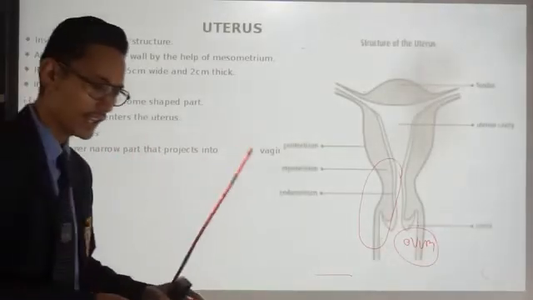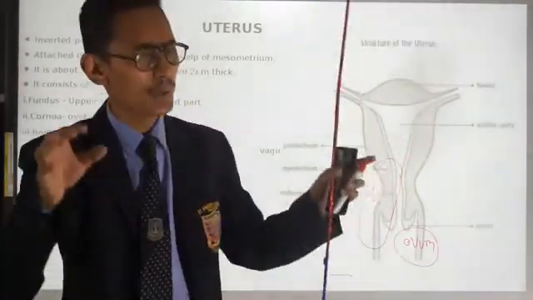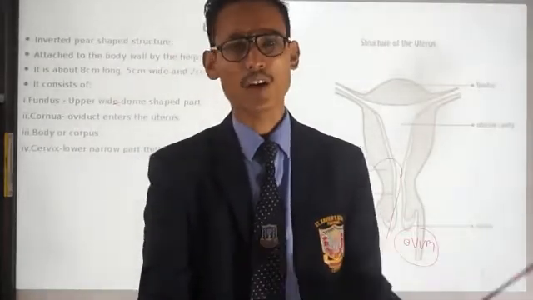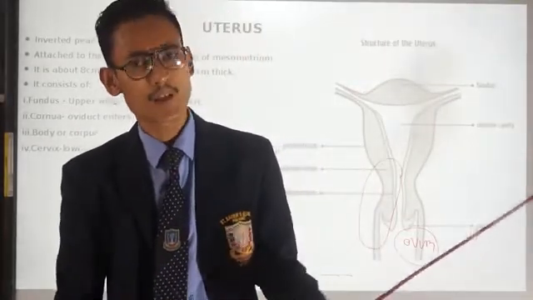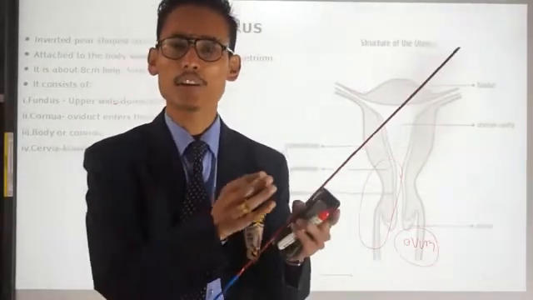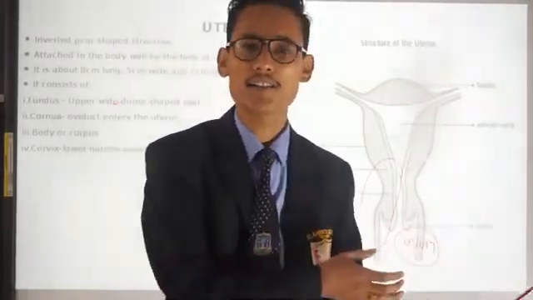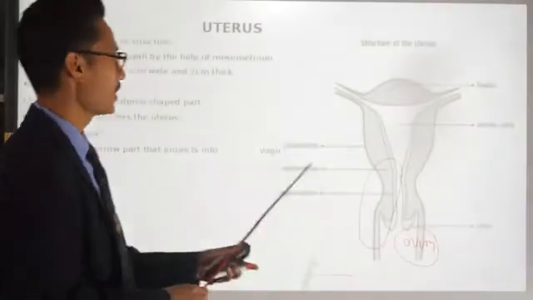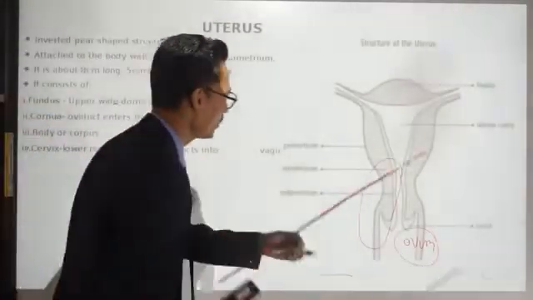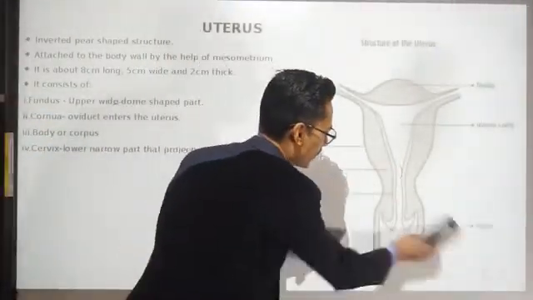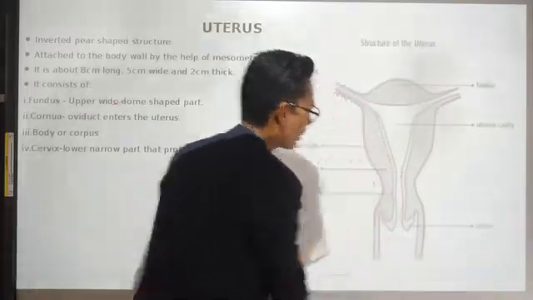Because we are saying that the female reproductive system is composed of a pair of ovaries, which we have discussed. It's composed of the fallopian tube or the oviduct. Then the next part is the uterus. So you can see over here the structure of the uterus. And it's clear for you.